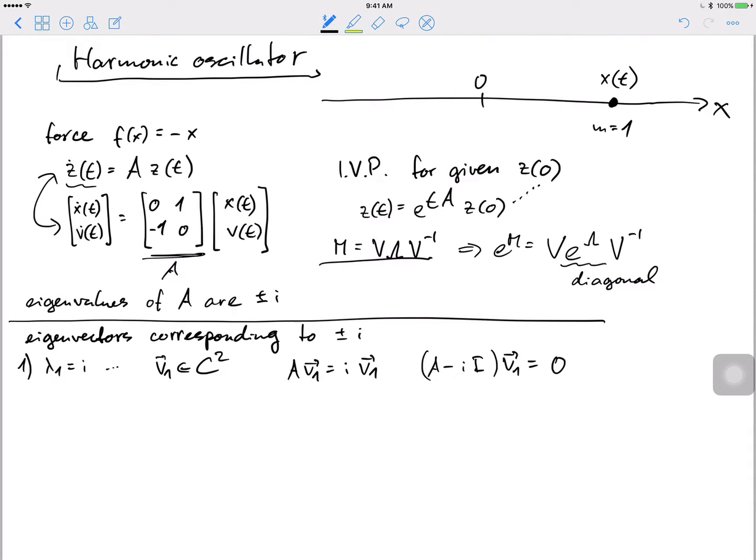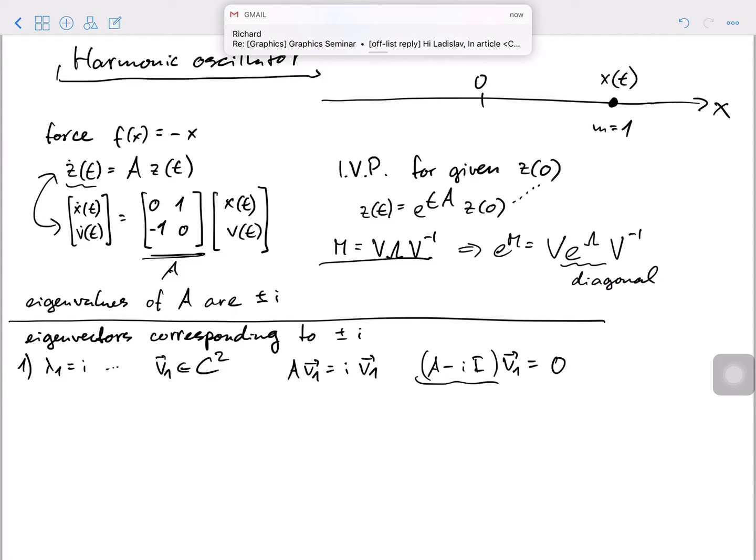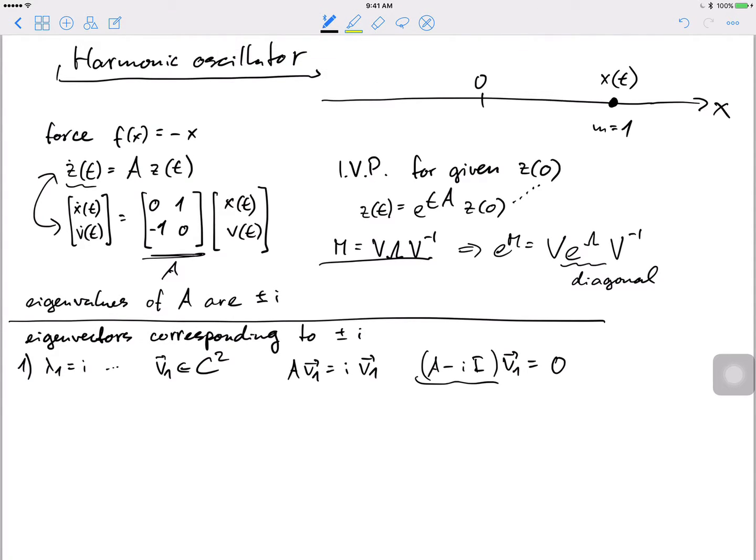So we'll take this matrix and write it out. So that matrix looks how? Minus I, 1, minus 1, and minus I, right? This is the A minus I identity, okay?